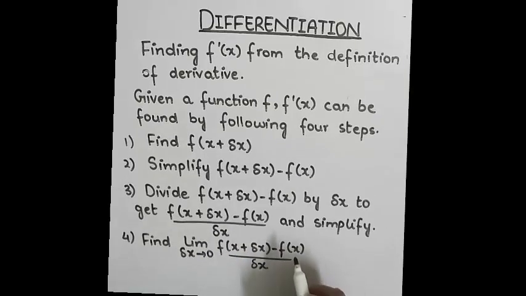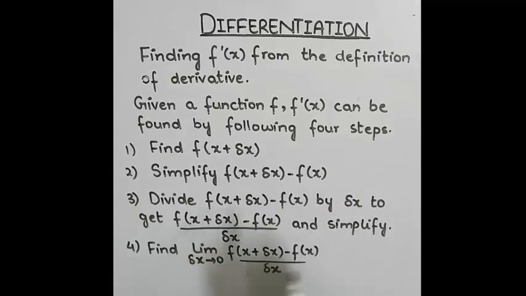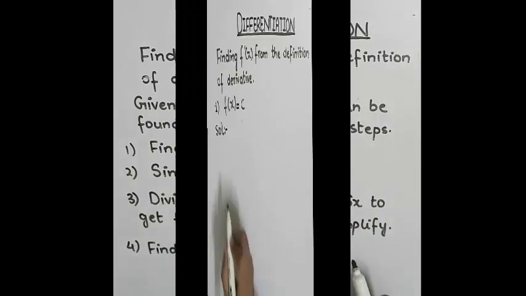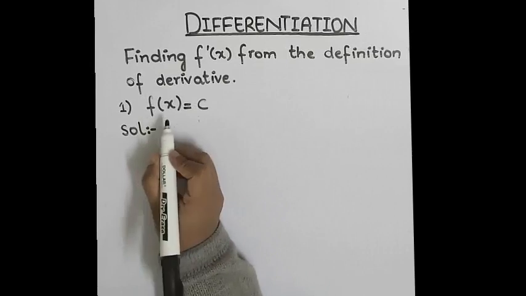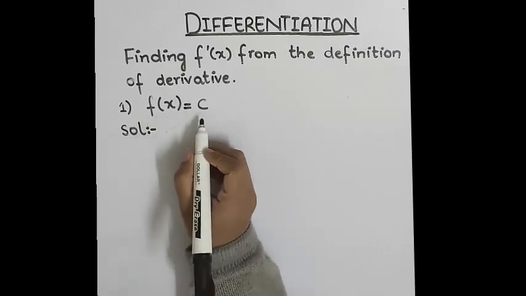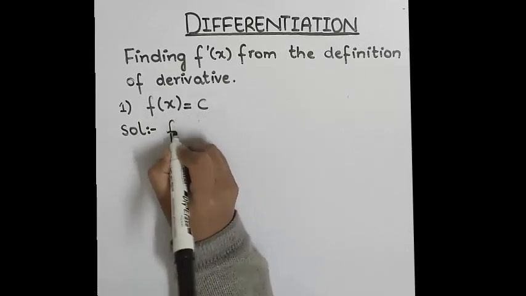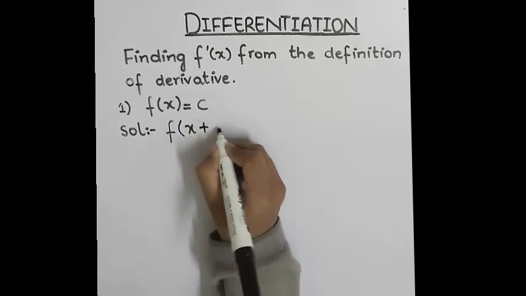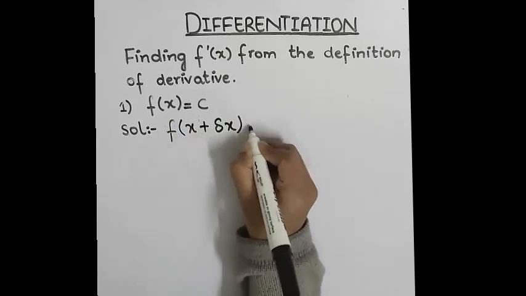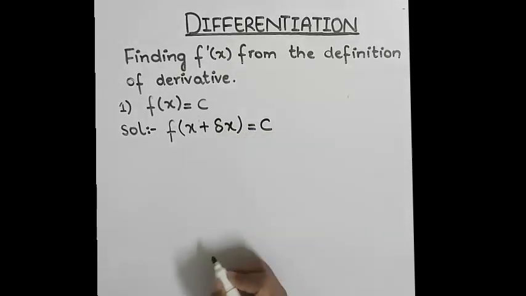So the method of finding derivative by this process is called differentiation by definition, or by the ab initio method, or from first principle. So let's take different examples to check how these rules can be applied to find the derivative of different kinds of functions. So the first example we have is f(x) = c. Step 1 says find f(x + Δx), which is equal to c.